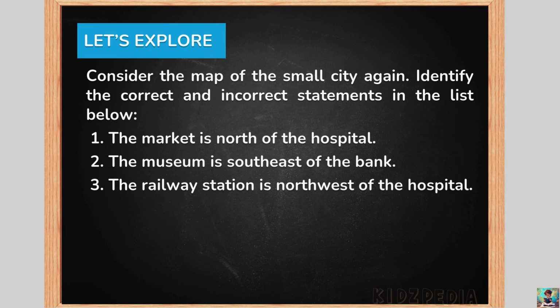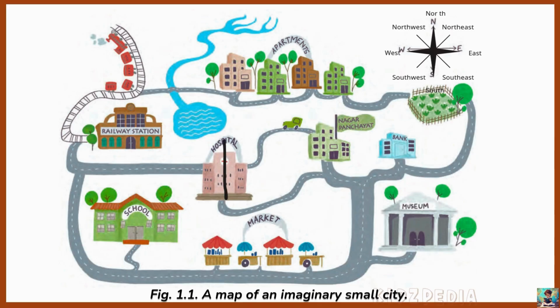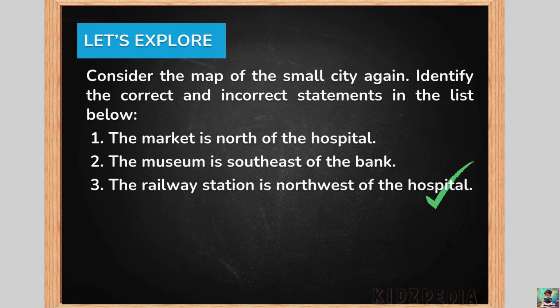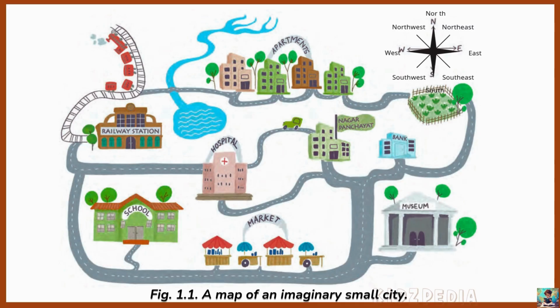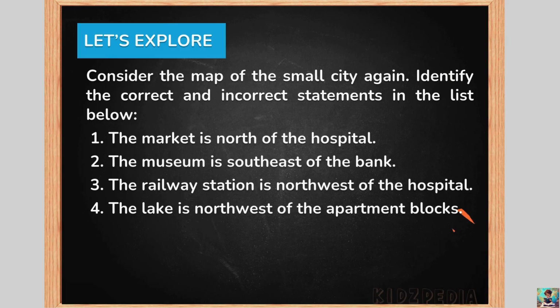Third one, the railway station is northwest of the hospital. Draw the directions with the hospital in the center and check the position of the railway station. The railway station is at the northwest of the hospital. So, the statement is correct. Fourth one, the lake is northwest of the apartment blocks. Draw the directions with the apartment blocks in the middle. The lake is below and to the left, that is southwest. So, the statement is wrong.